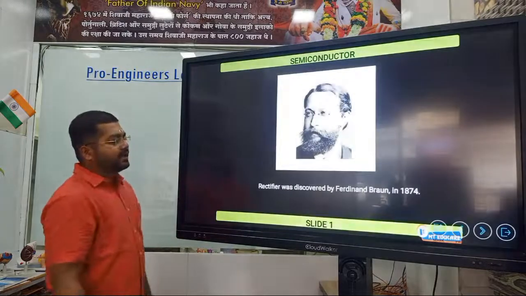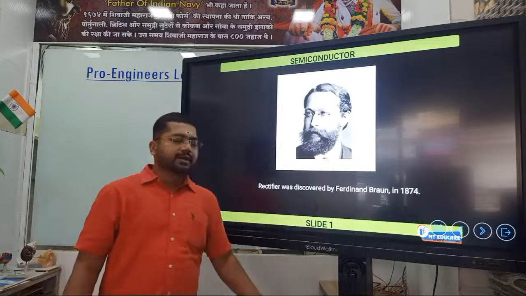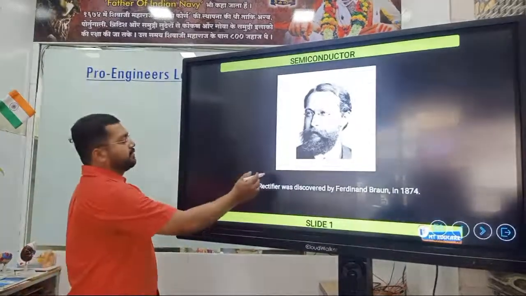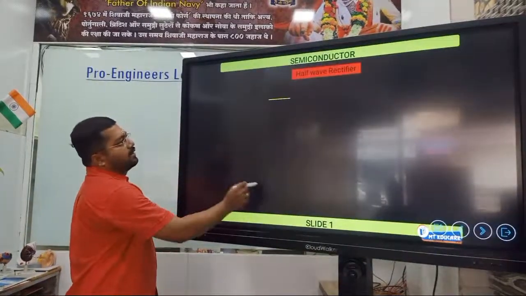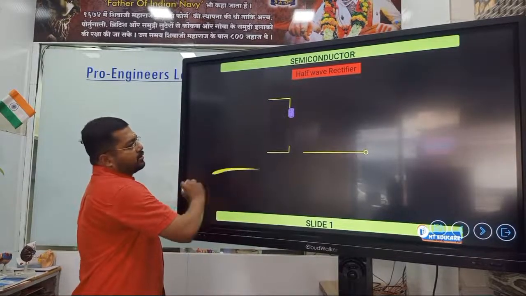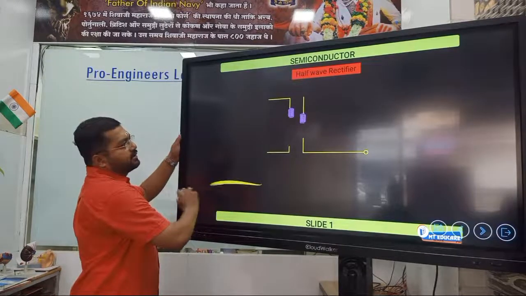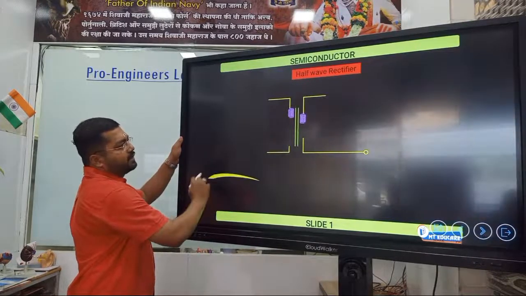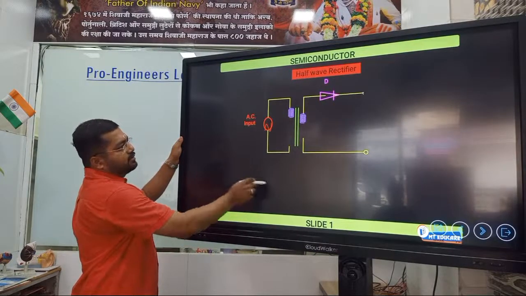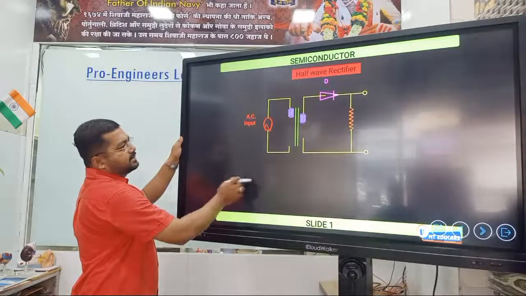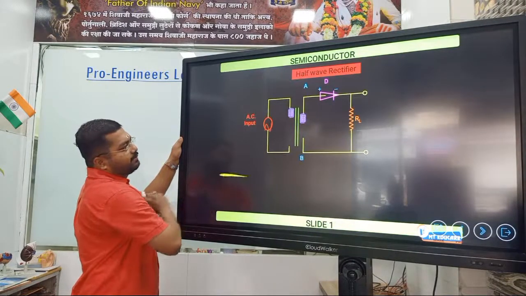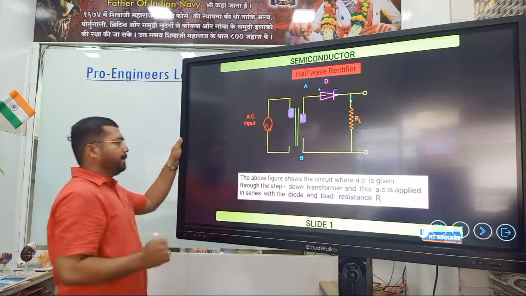Okay. So the rectifier was discovered by Ferdinand Braun in 1874. He is the one who developed the rectifier. This is the basic diagram of a half wave rectifier. First we have to connect a transformer, second is a diode, and it has AC input and we are getting DC output on one side. So we will see how it works.